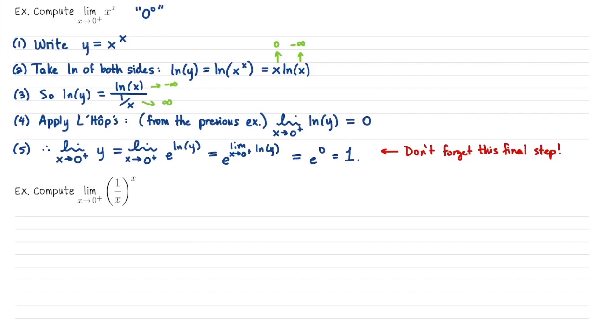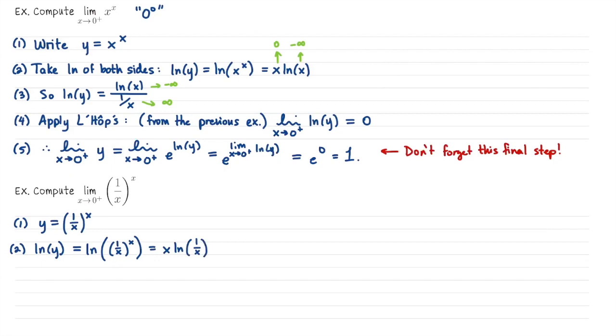Okay, so similar to the example above, the first thing I'm going to do is just simplify my life a little bit by setting this up as a function. So let's write y equals (1 over x) to the x. That means that natural log of y is natural log of (1 over x) to the x, which is x natural log of 1 over x.